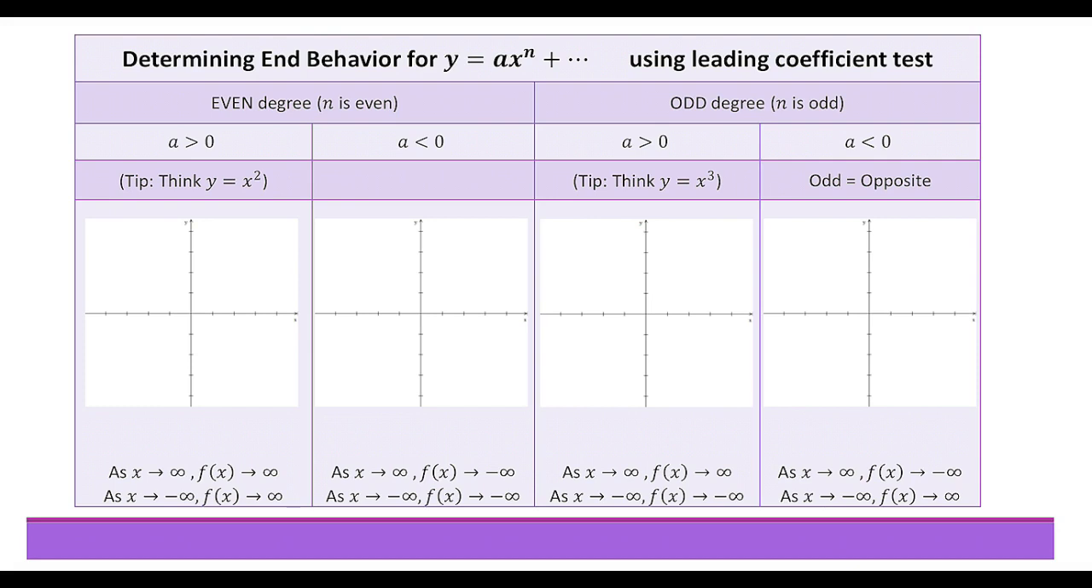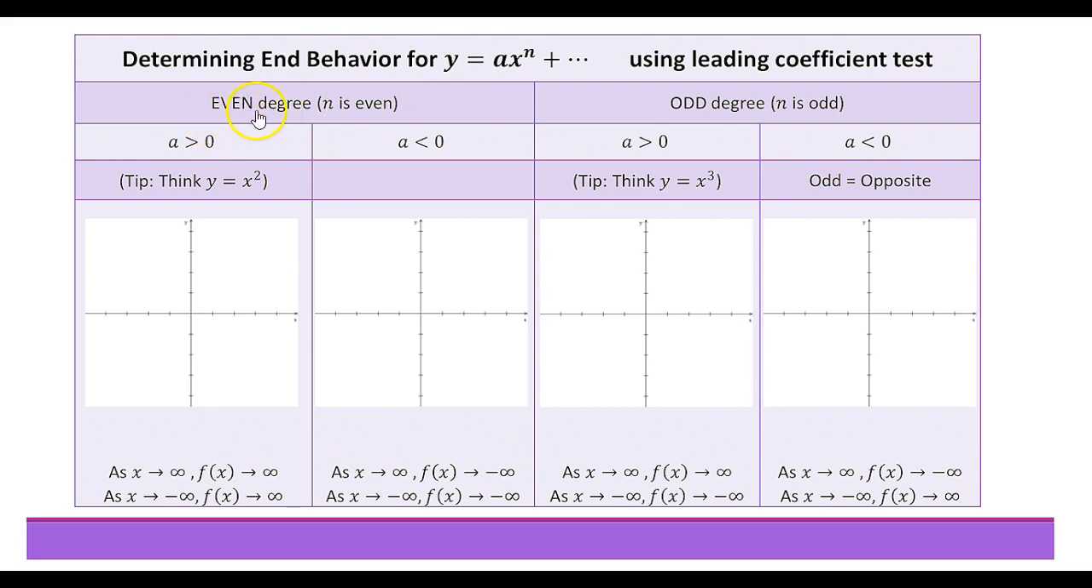So we're going to start by determining what we call the end behavior for a polynomial function that looks like y equals ax to the n plus a bunch of terms. And we don't really care what those other terms are because we're going to determine this end behavior using the leading coefficient test. So the leading coefficient test is first going to have us think about the degree of the polynomial, whether the degree is even or odd.